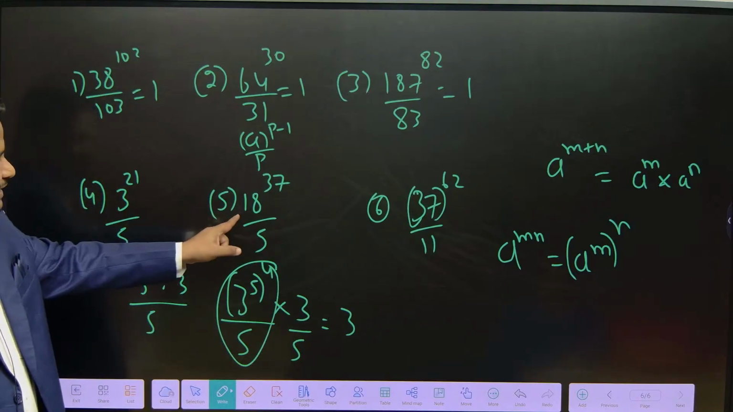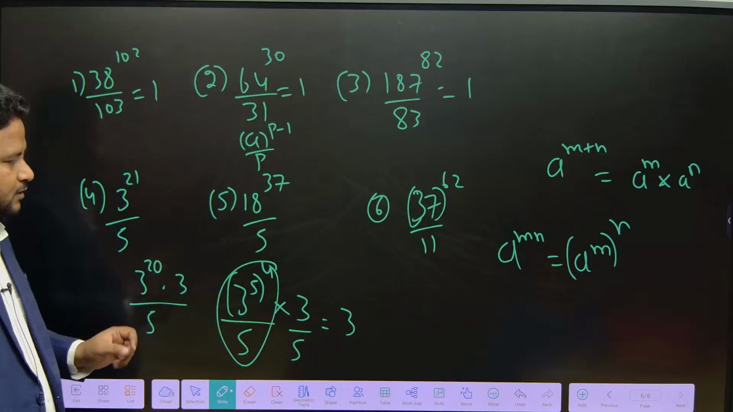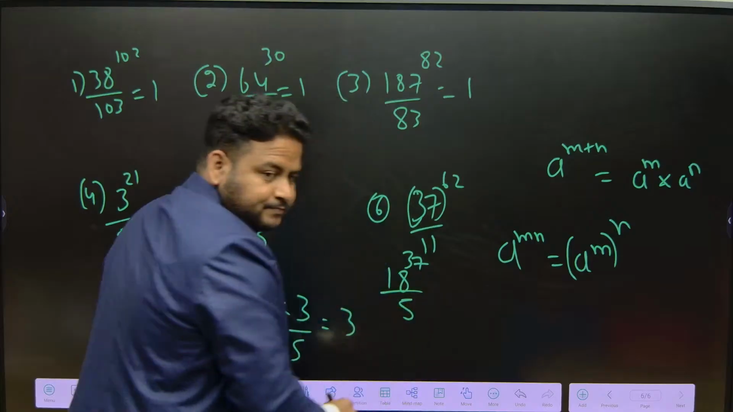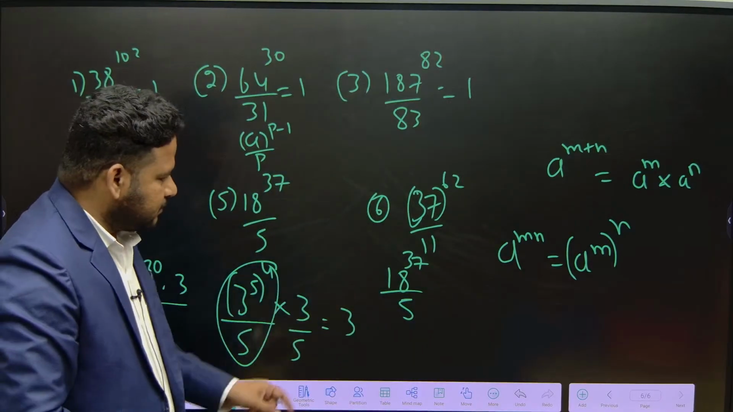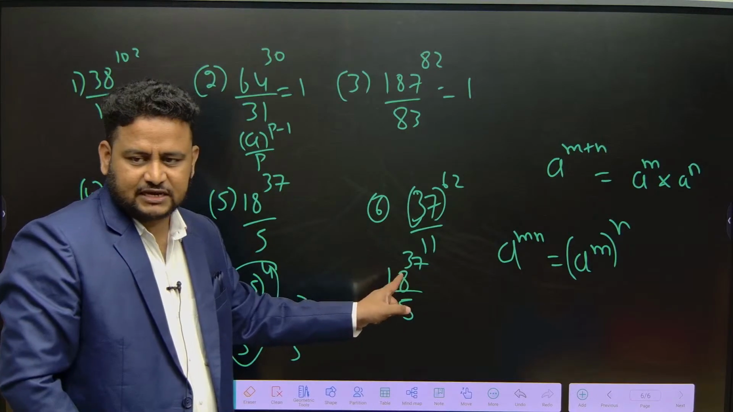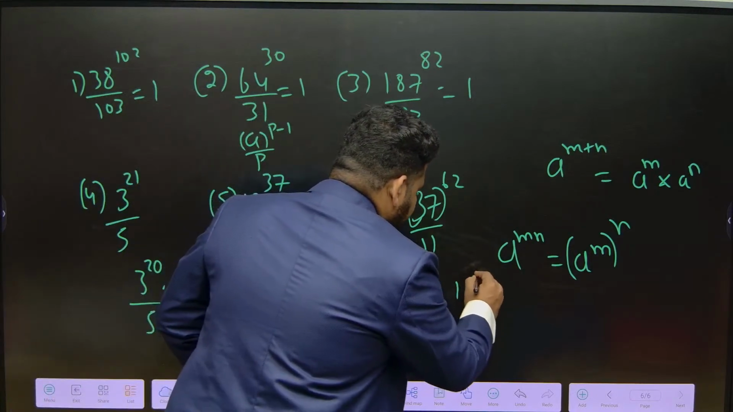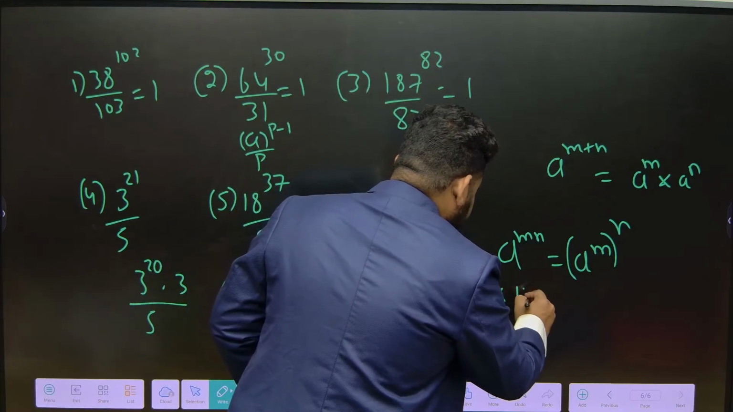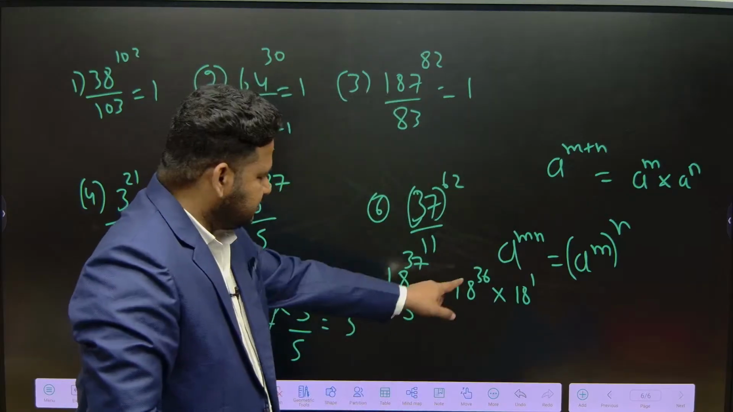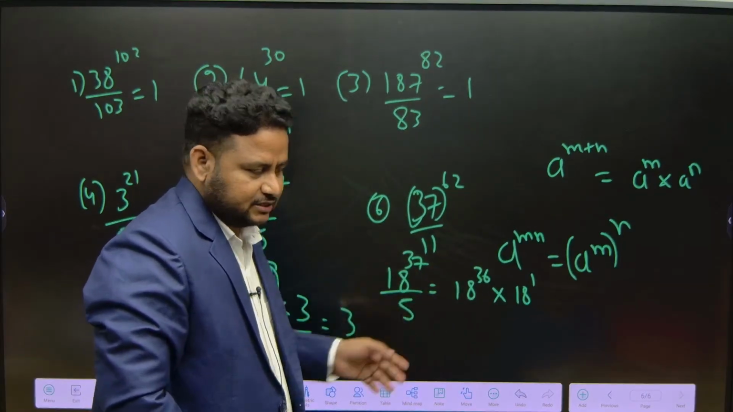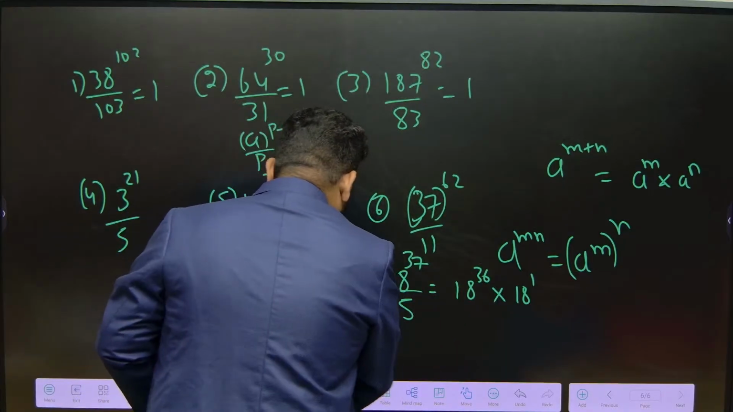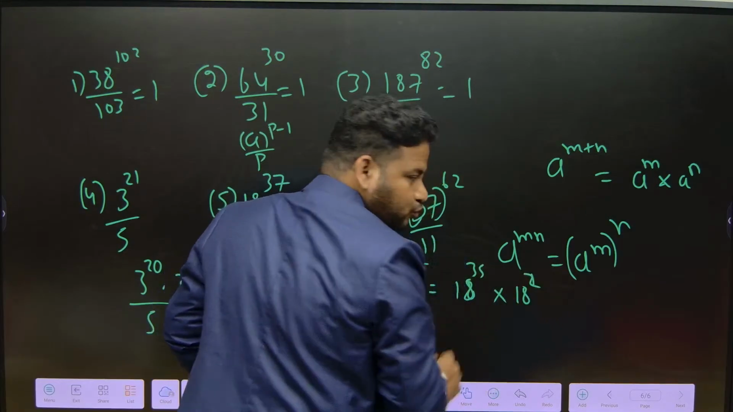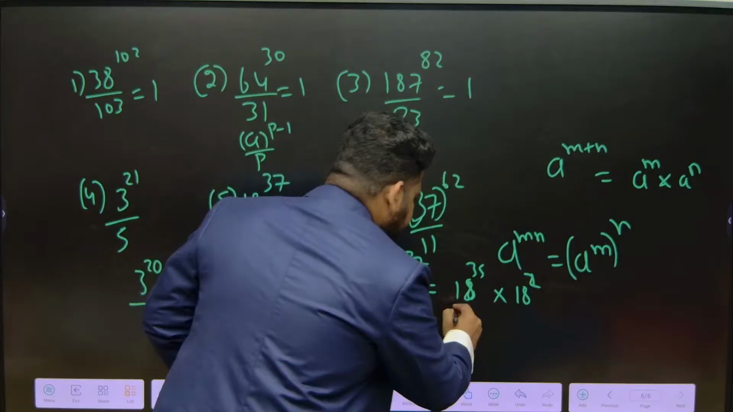Now 18 to the power of 37 divided by 5. Now look at this question, observe. This 18 to the power of 37 can be written as 18 to the power of 36 into 18 to the power of 1. But 36 and 5 do not divide each other, so I can write this as 18 to the power of 35 and 18 to the power of 2.